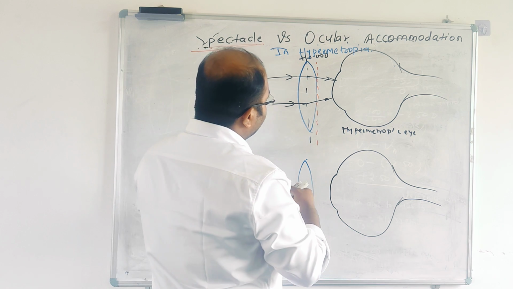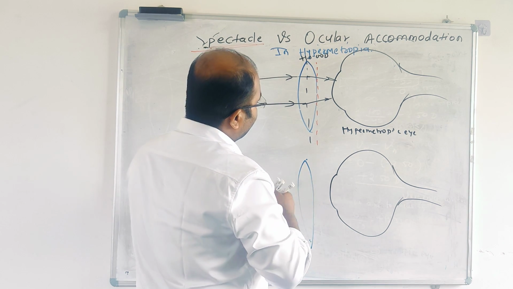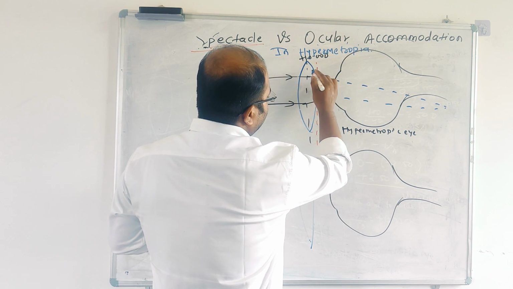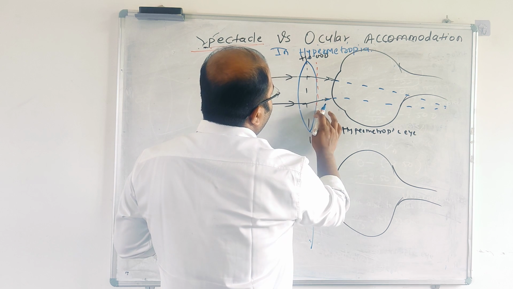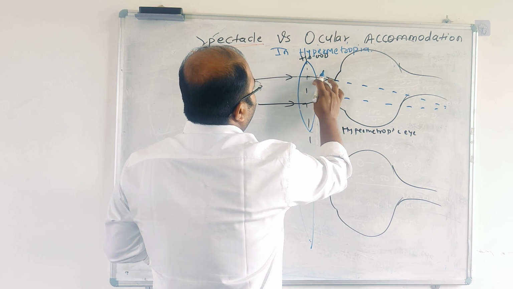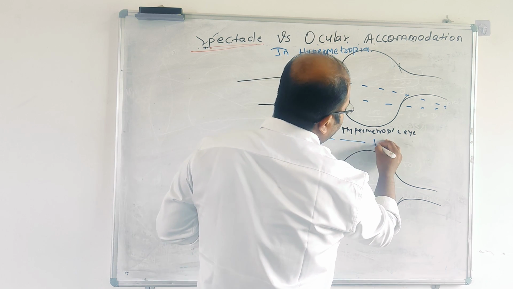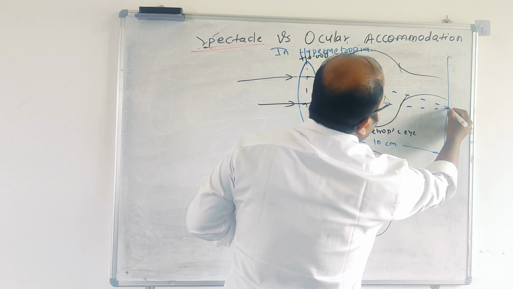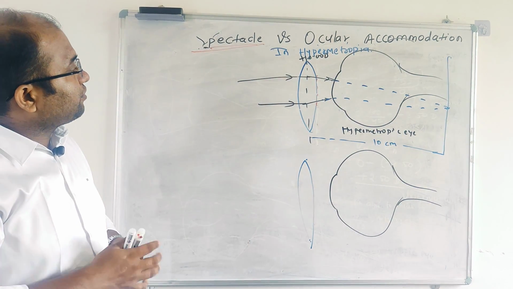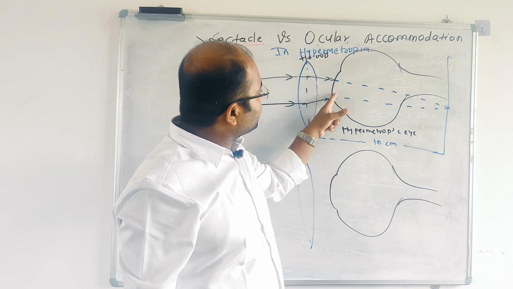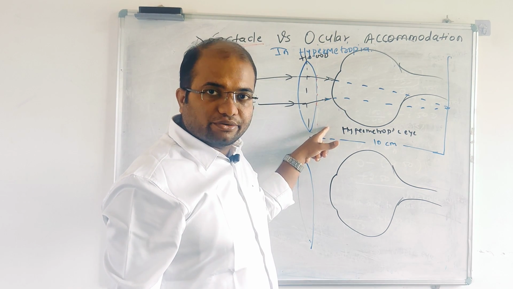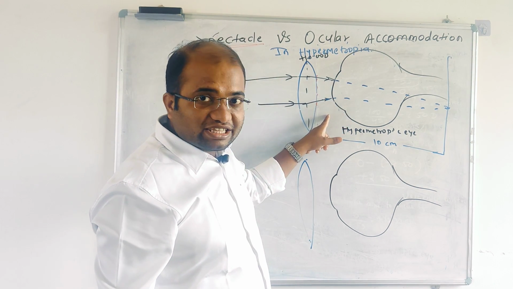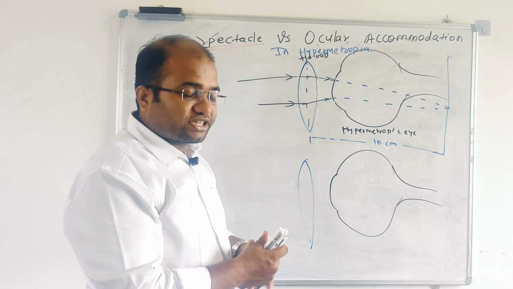So here I can keep this distance. From this lens, this distance is how much? 10 centimeter. Let's assume this distance is 10 centimeter. But in ocular accommodation we are measuring the vergence of light at the principal plane. So now I want to find out the vergence of light at this plane.